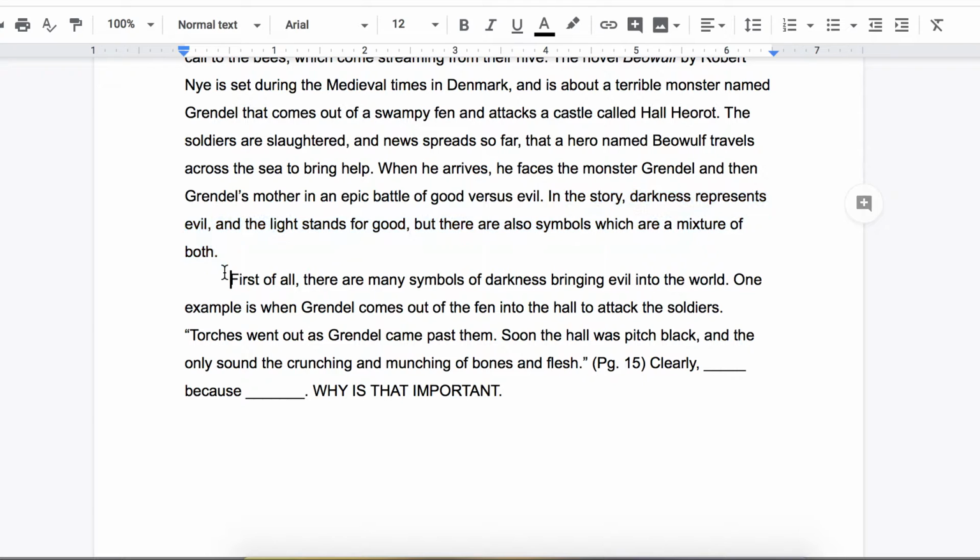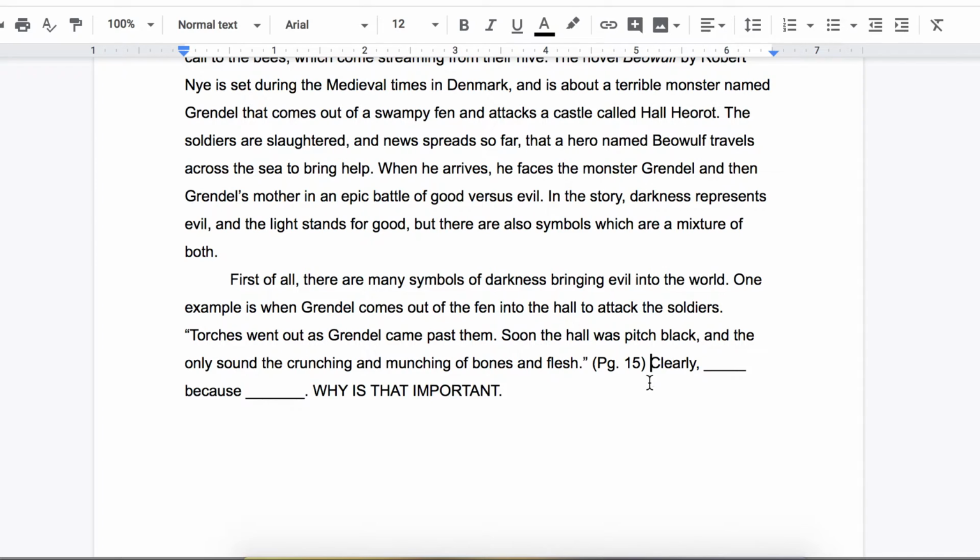Okay, then we go to our topic sentence here. This whole paragraph is going to be about symbols of darkness and how those symbolize evil. Then we have our context. One example is when Grendel comes out of the fen. So it's like a title for our evidence. And now we have our evidence here. Should be between 10 and 30 words. And we get our page number. And then we go to our analysis.